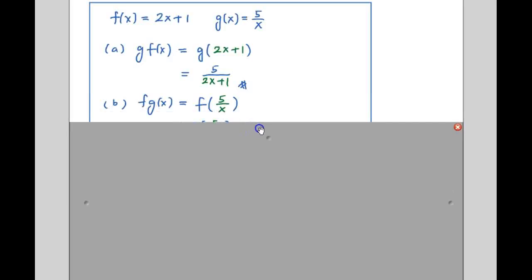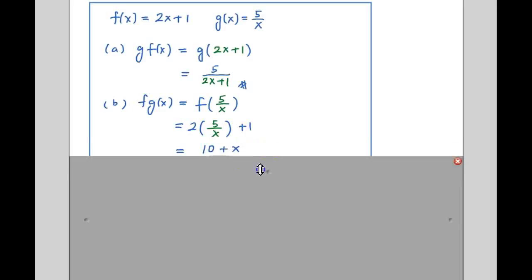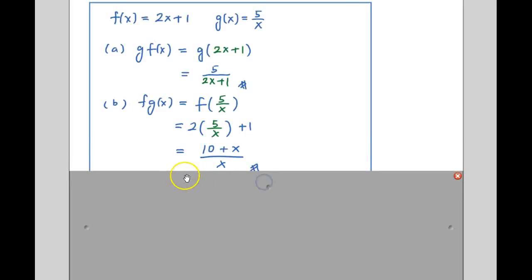Let's look at f composed g. We're going to take as its input x and put it into g first. The output of g is 5 over x. When we put this into the input of f, you're going to multiply the input of f times 2 and add 1. And that's exactly what we did here. This is the result of f compose g.